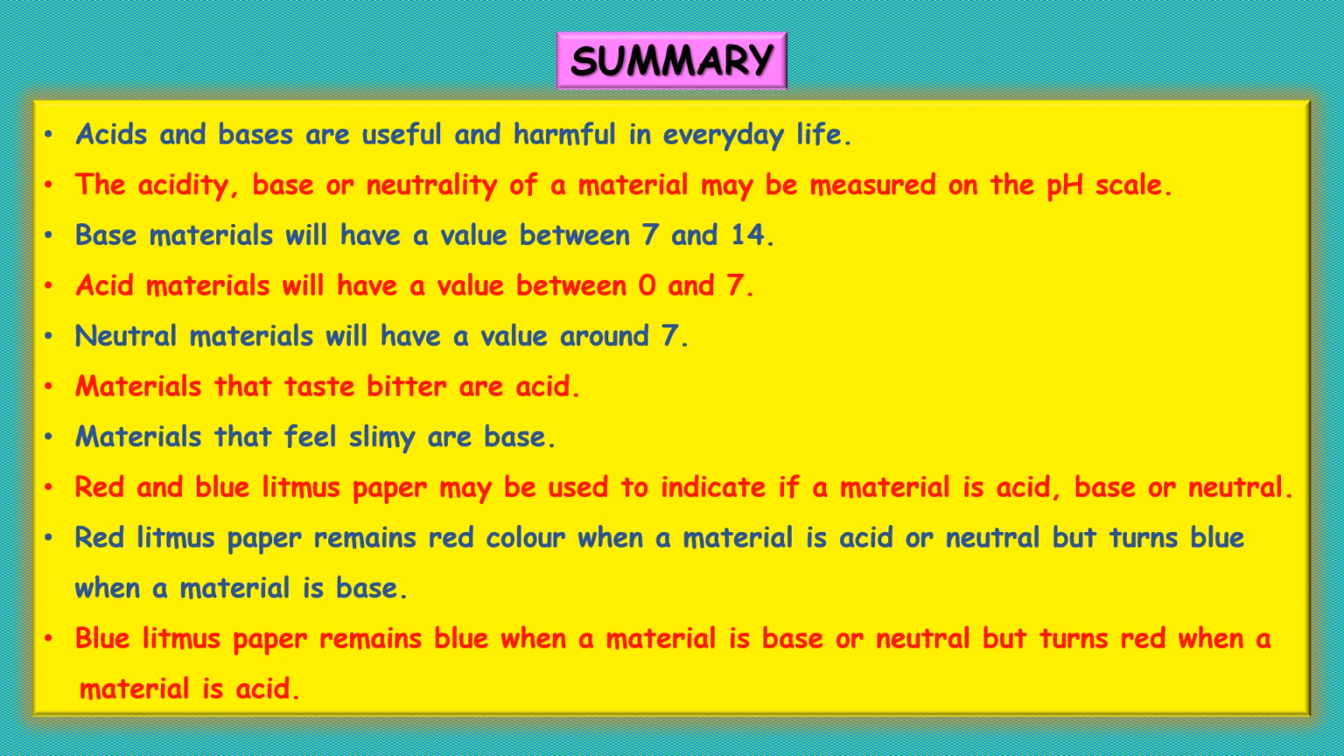Materials that taste bitter are acid. Materials that feel slimy are base. Red and blue litmus paper may be used to indicate if a material is acid, base or neutral. Red litmus paper remains red color when a material is acid or neutral, but turns blue when a material is base. Blue litmus paper remains blue when a material is base or neutral but turns red when a material is acid.